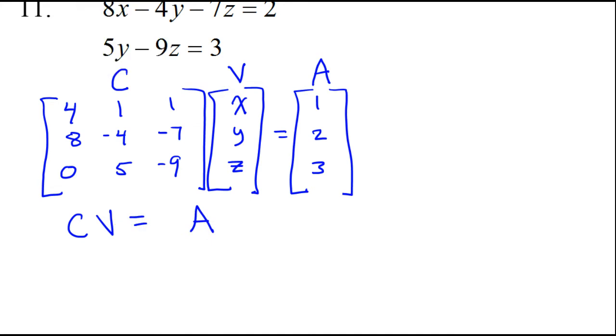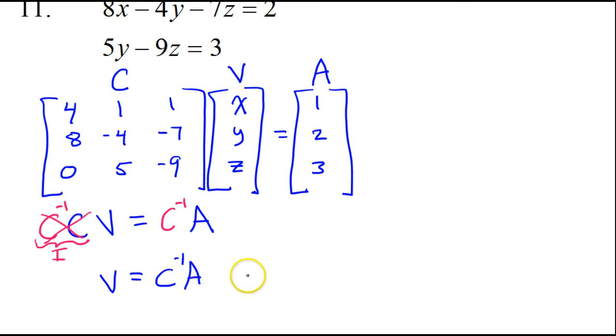Multiplying both sides of the equation on the left by C inverse. This pair, C inverse times C, is the identity matrix. Multiplying by the identity matrix does not change anything, so we now have matrix V is equal to C inverse times A. Time to put matrix C and matrix A into our calculator so we can build this expression.